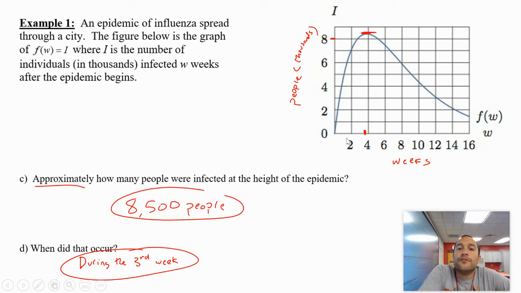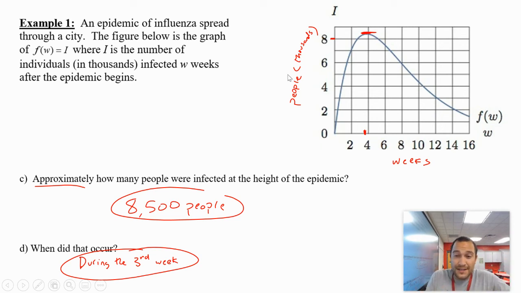So we know this is weeks. These are thousands of people. We're just answering these questions. So here in the 14th week, we had about a little over 2,000 people infected. Okay, so that's your notes.